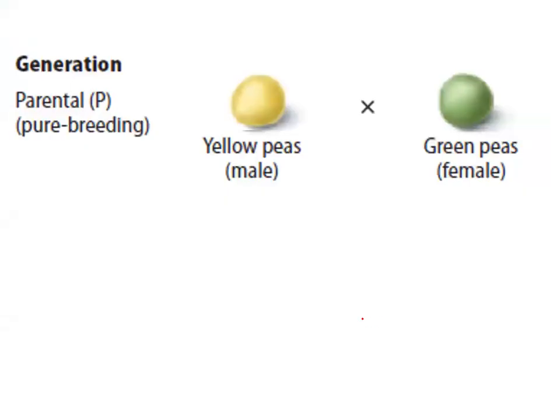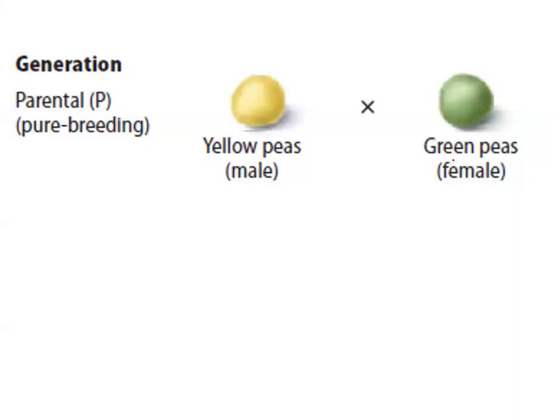So this is what he did. He took 2 plants, and he started to pollinate them. Plants are the exact same thing, right? Plants need to pollinate as well. You have male and female plants as well. They pass on the genes. So he took a yellow male and a green female, and he wanted to see what would happen.